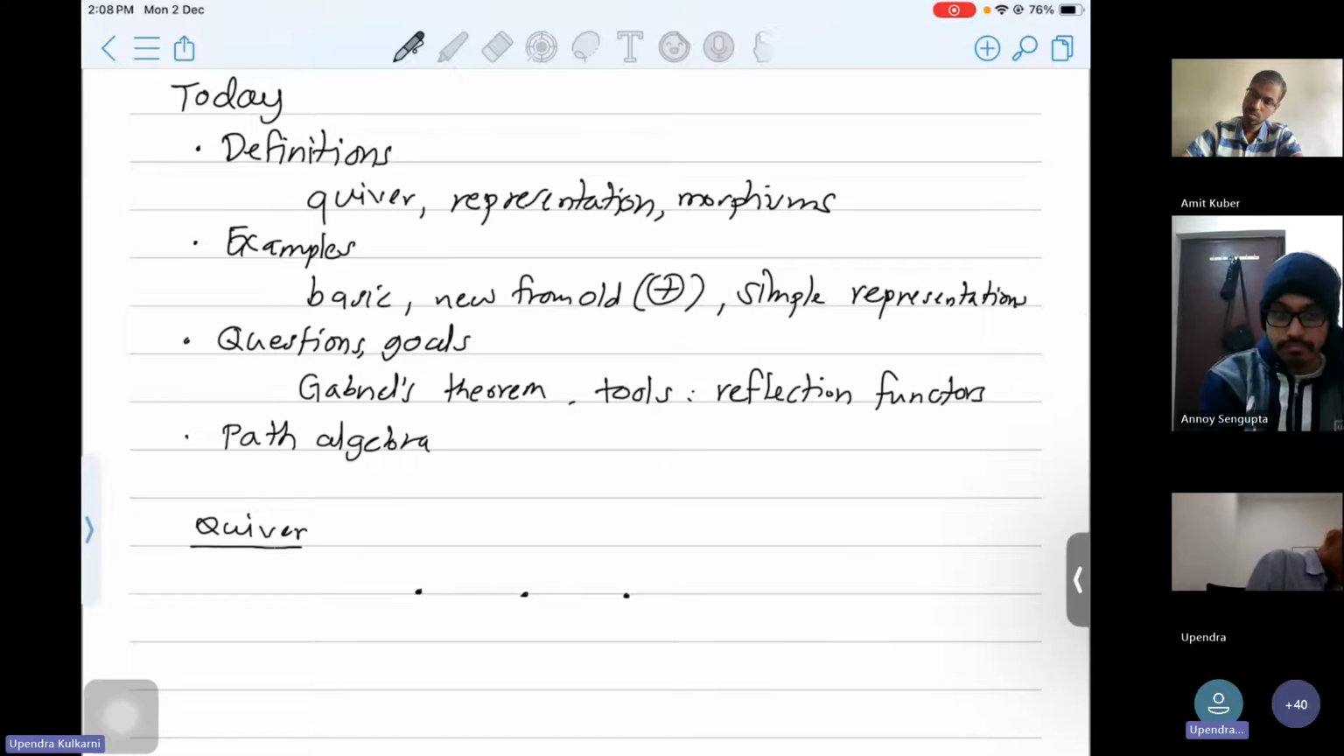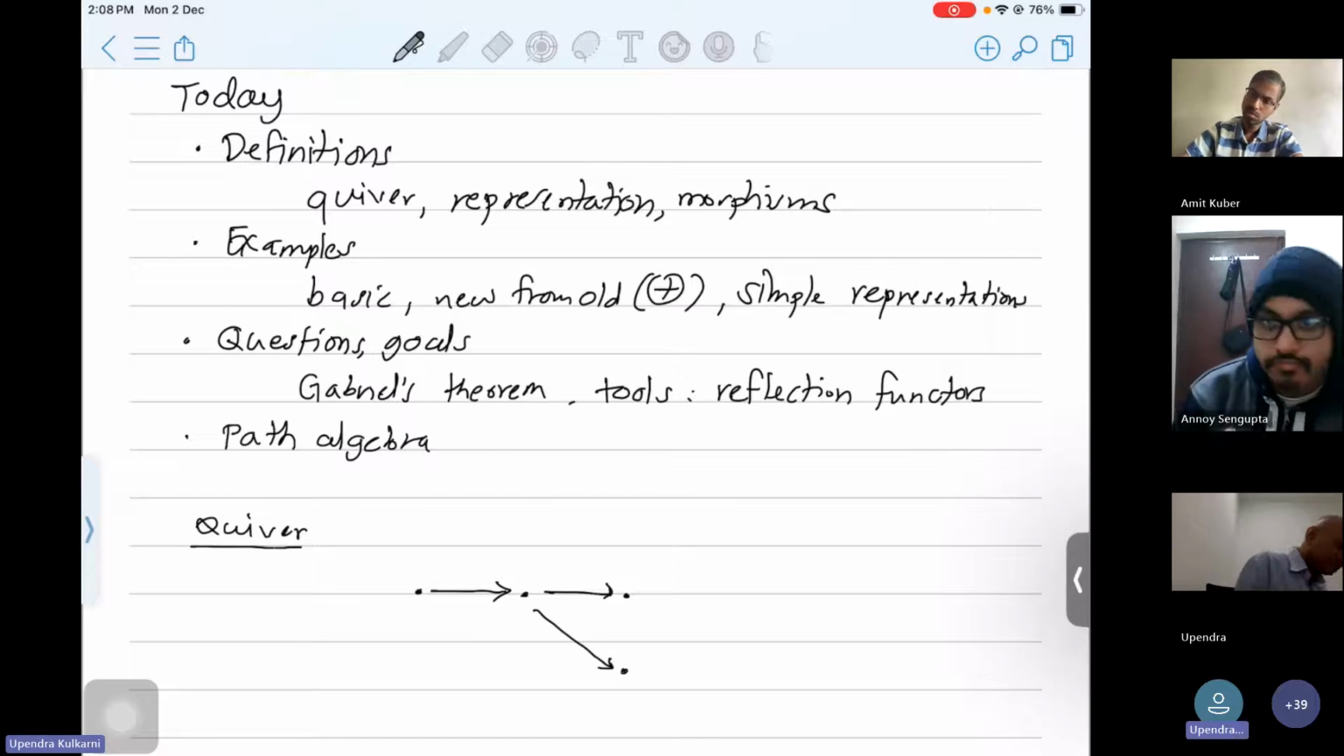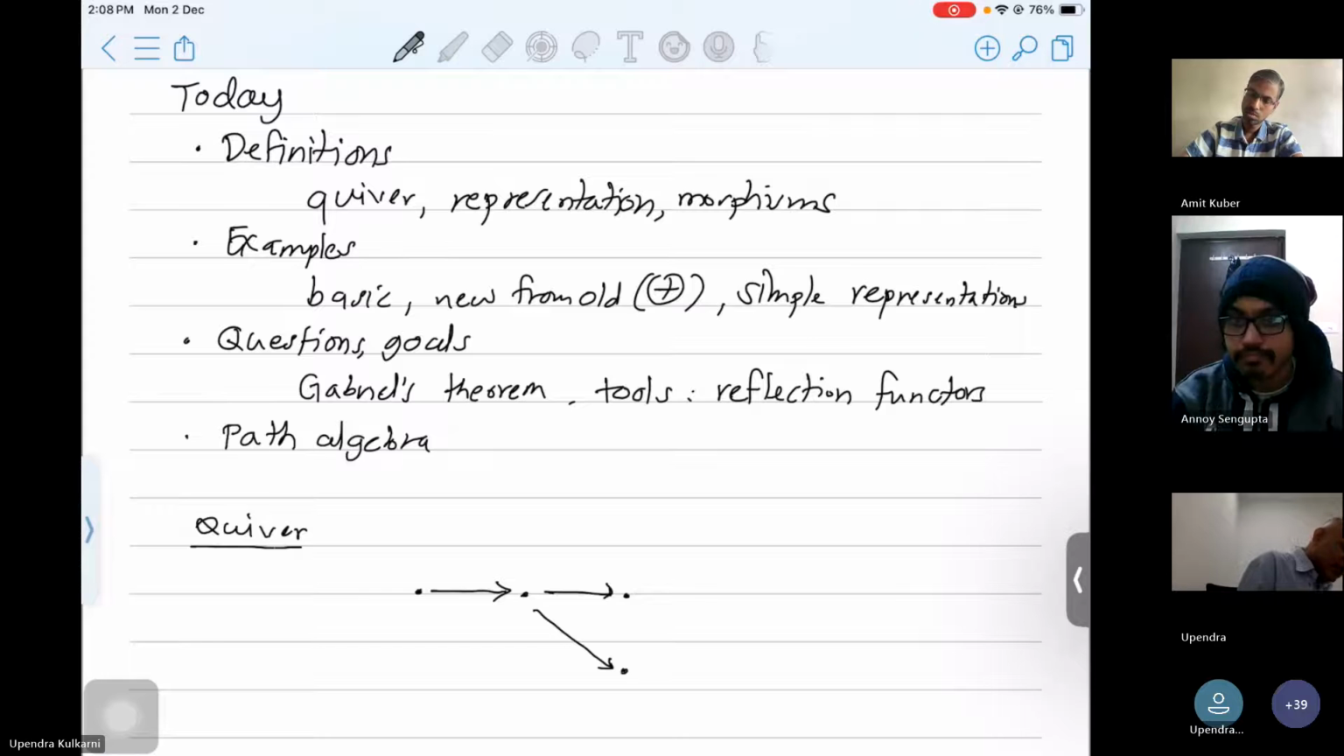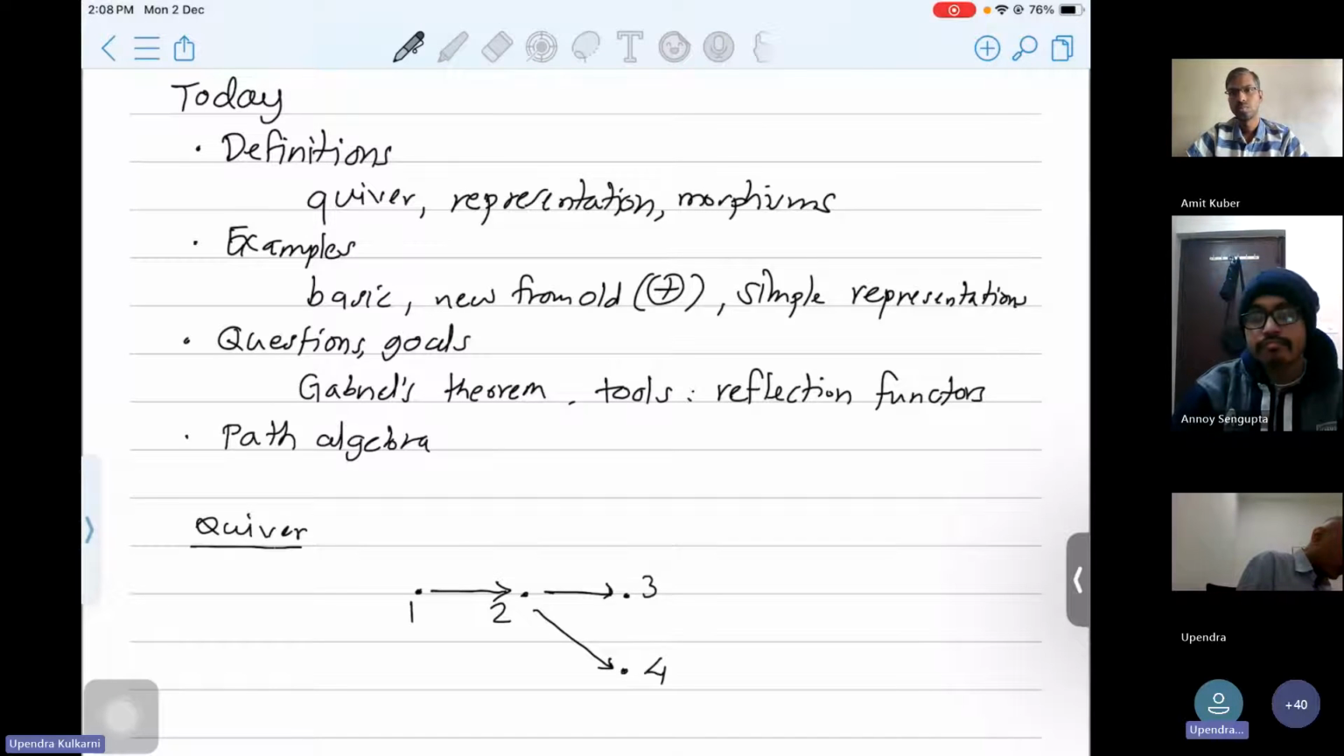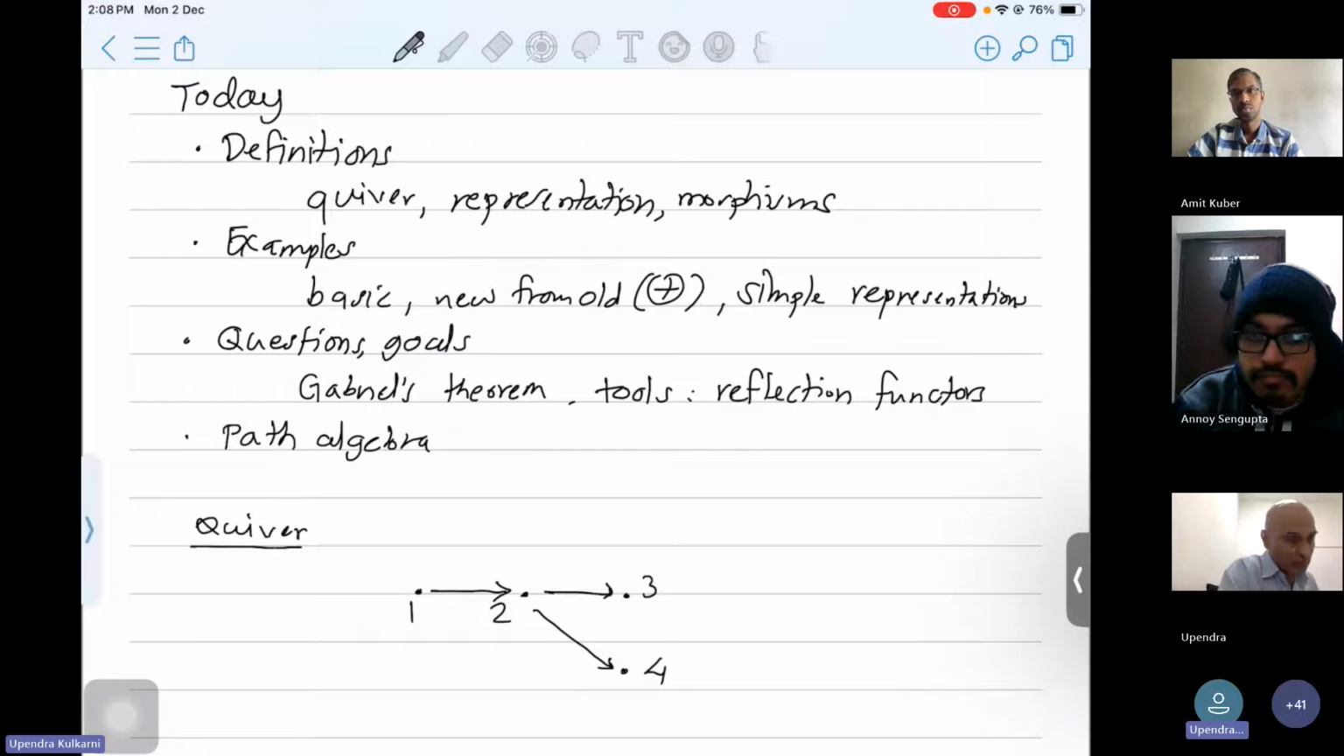And some arrows between them. So it's a directed graph. Let's say I can name these vertices 1, 2, 3, and 4. It is perfectly possible to have multiple arrows, multiple edges between the two vertices. It is also possible to have a loop at a vertex. So this is also allowed.